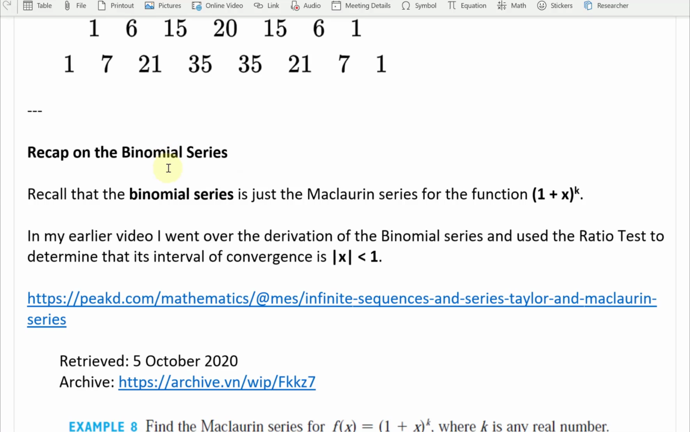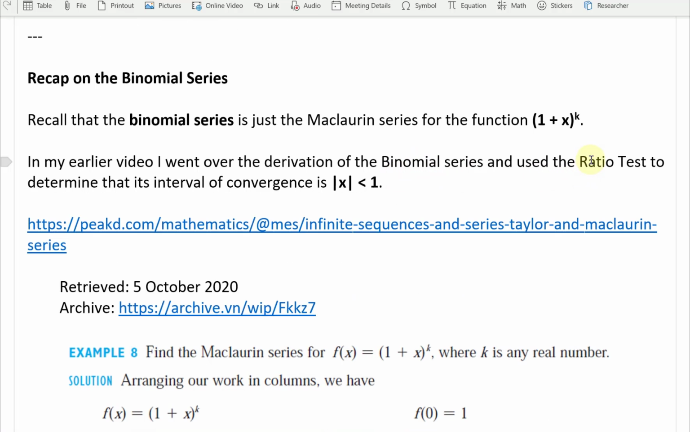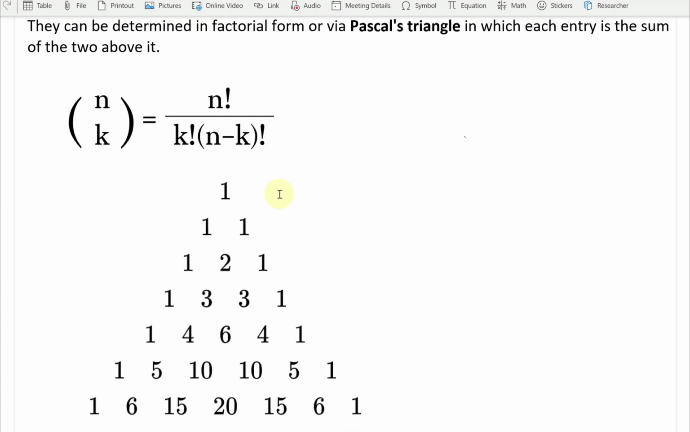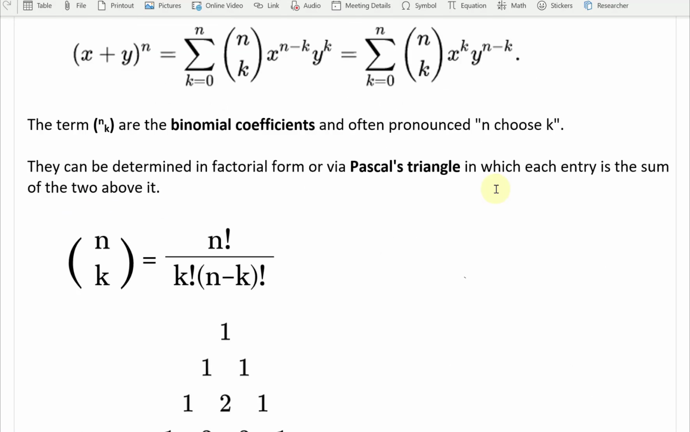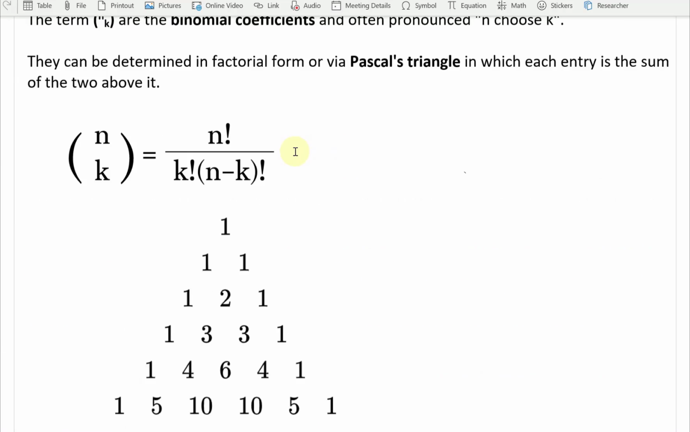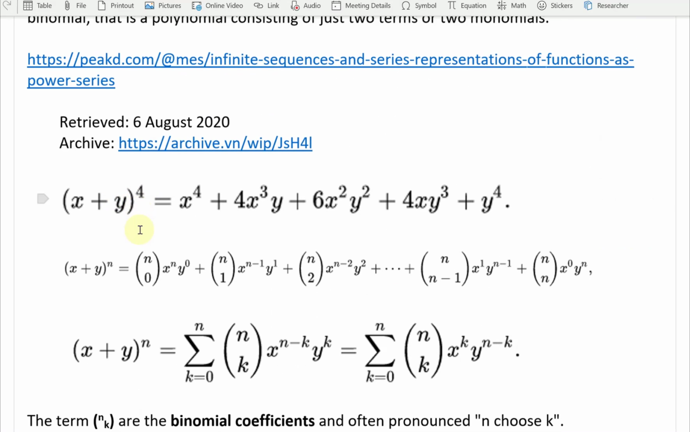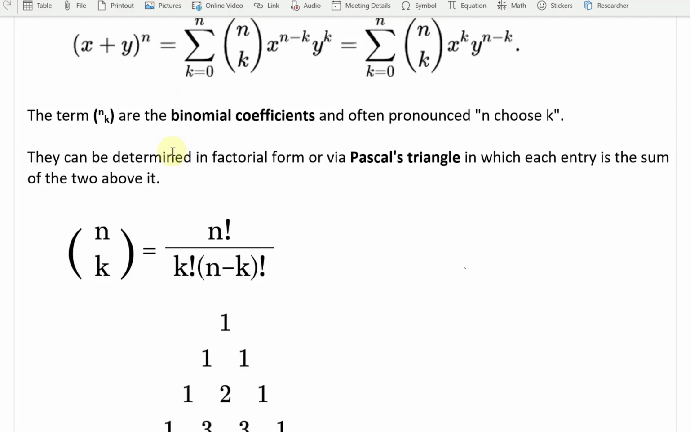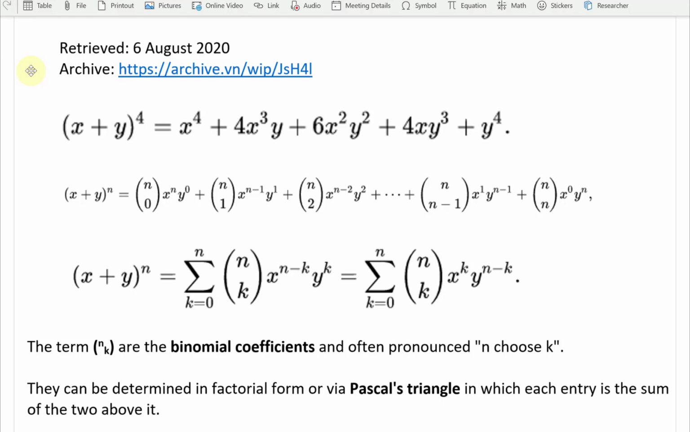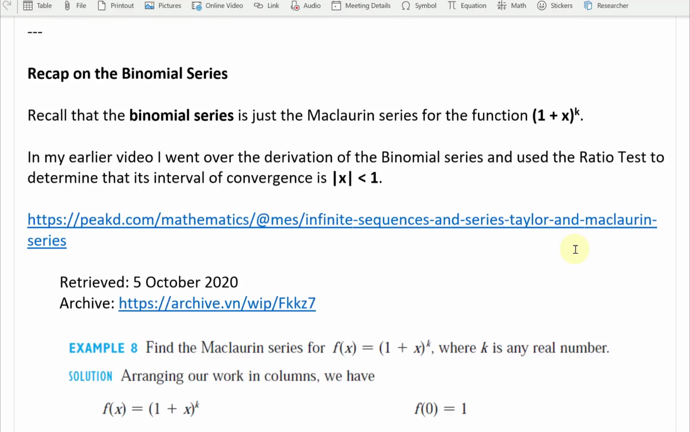So recall that the binomial series is just the Maclaurin series for the function (1 plus x) to the power of k. This is similar to the binomial theorem, but now we have k, and also we chose y equal to 1, as opposed to x plus y, so we have y equals 1. And k is any real number, it's not just an integer. Because remember, here n is just an integer: 0, 1, 2, 3, 4, etc. So that's the integer. This one is any real number.